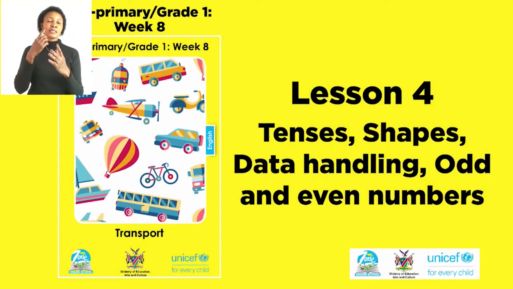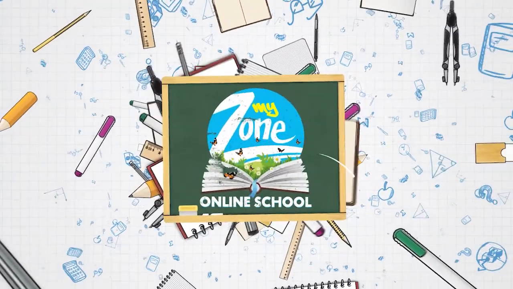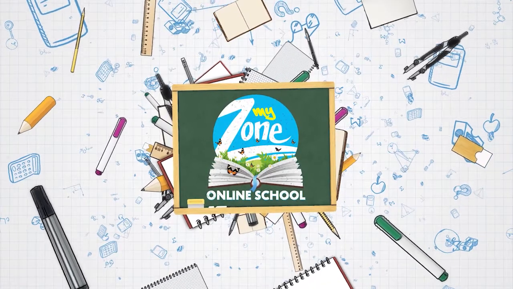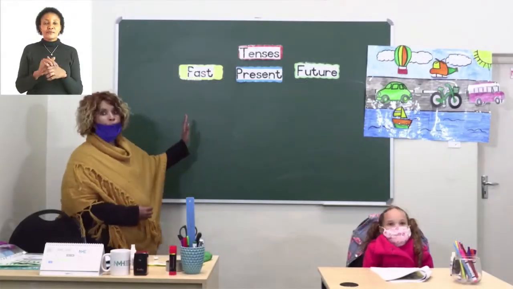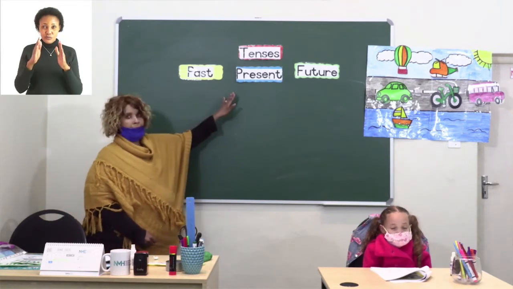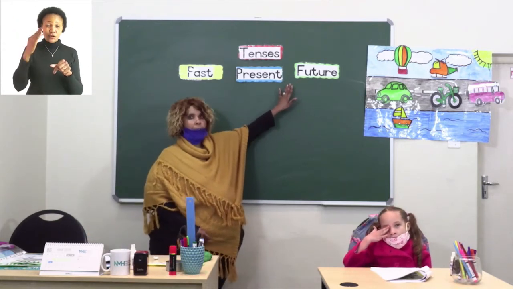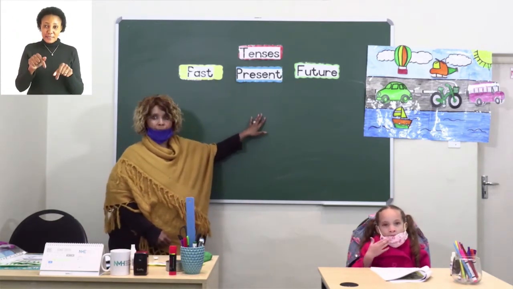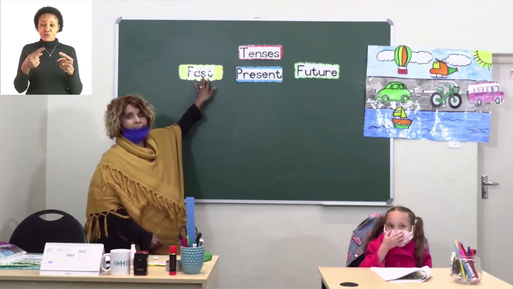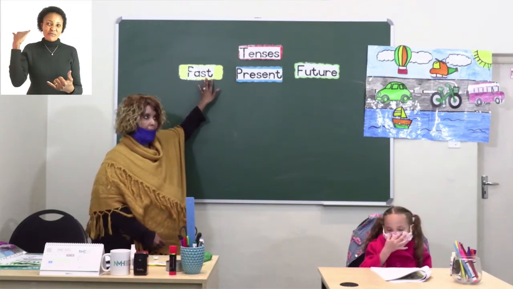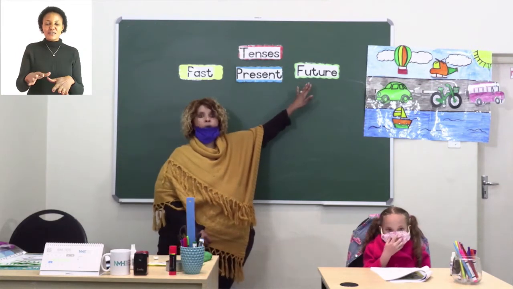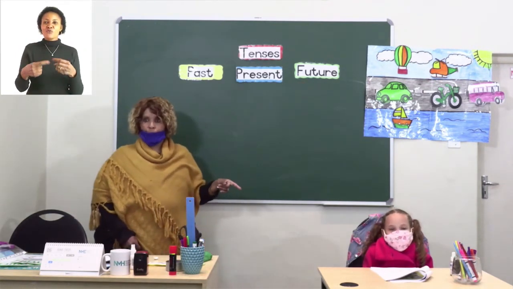The lesson of today is focusing on tenses, shapes, data handling, odd and even numbers. Today we are going to focus on the tenses: present, past, and the future. Present tells us what we are doing now, and the past tells us what we have done already, and the future tense tells us what we are still going to do.